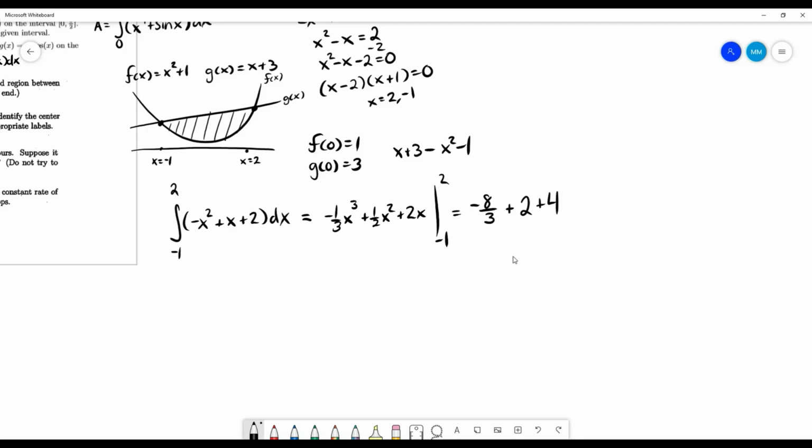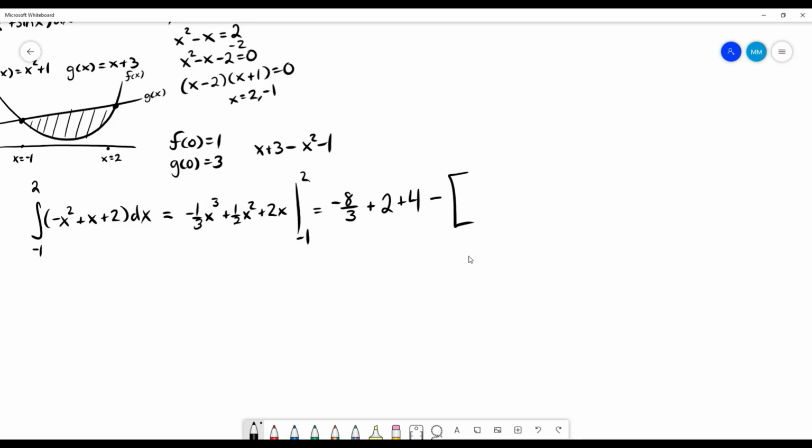And then, so minus, okay, just so we don't lose anything. So it's going to be minus negative 1/3 times negative 1 cubed. So it's just going to be 1/3. Plus negative 1 squared is 1. So plus 1/2 minus 2. And of course distribute that negative.